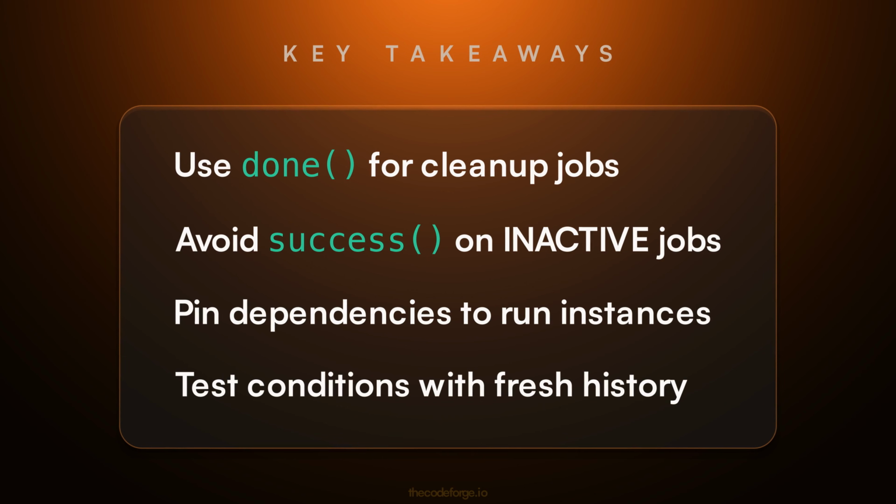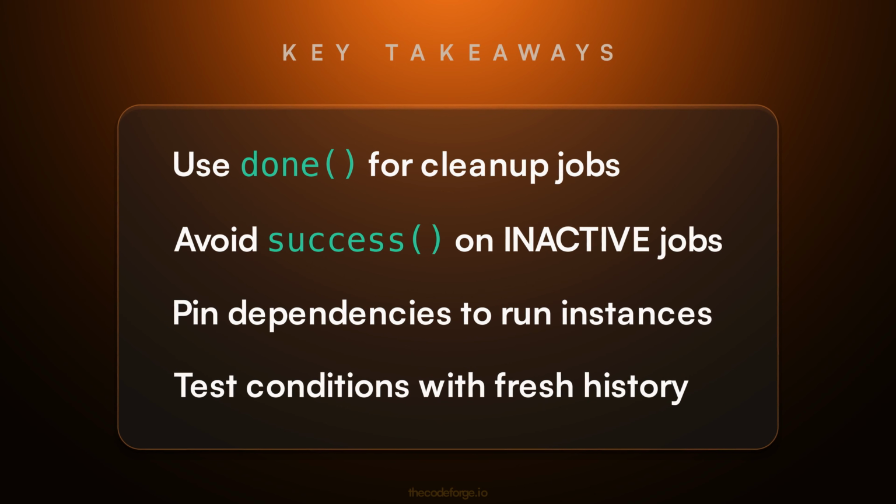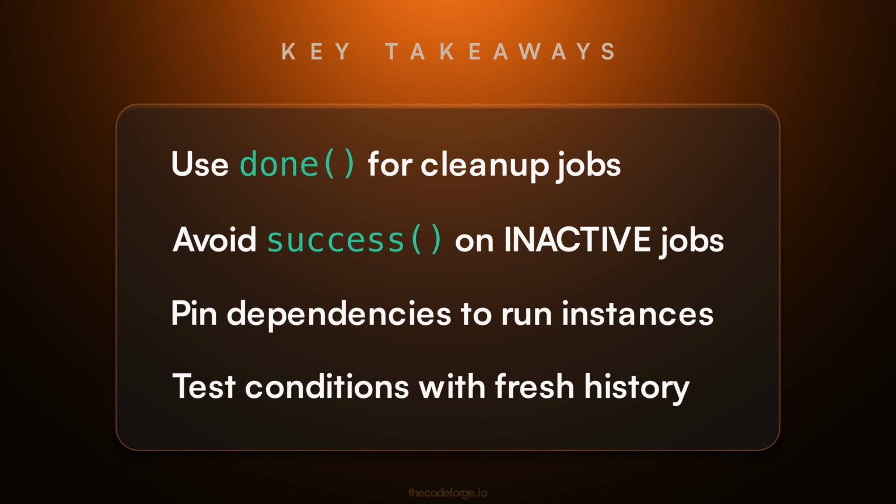To recap, always use done for cleanup jobs that must run regardless of outcome. Be aware that success and failure require the referenced job to have run at least once. Pin dependencies to specific run instances to avoid race conditions. And always test your dependency chain with a fresh job history to catch inactive blocking early.